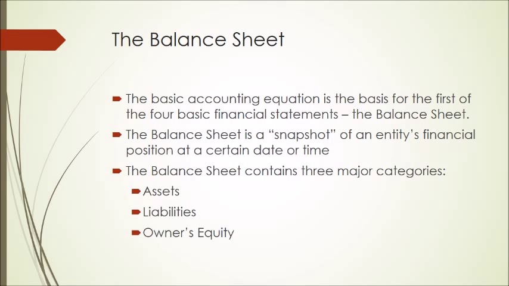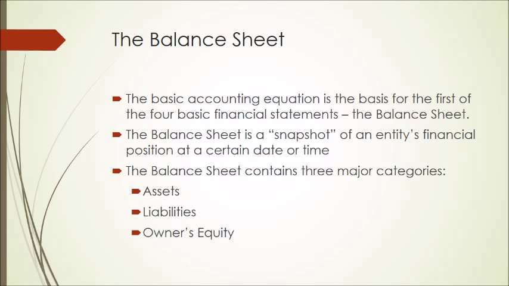We're going to be talking about four basic financial statements in accounting. The first financial statement is called the balance sheet, and the basis of it is the basic accounting equation. The balance sheet is a snapshot of an entity's financial position at a certain date or time. Many financial statements will be for a given time period, but the balance sheet isn't. It's always right here, right now. What's the financial position of our company? The balance sheet, just like the equation, contains those three major categories: assets, liabilities, and owner's equity.